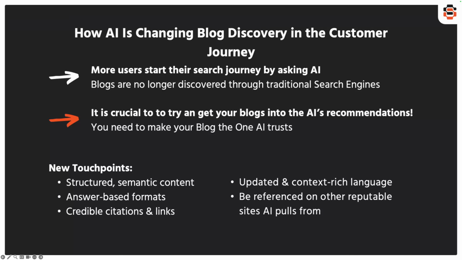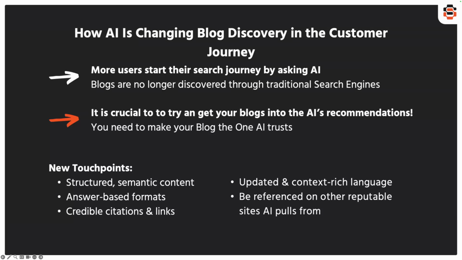Then it's also important to have answer-based formats. For example, you can use question words like how, what, and why to really make the AI trust you. Credible citations and links also help to be a trustworthy source. Updated and context-rich language is also one of the indicators that AI trusts you and where you become more visible to AI. And our last touch point is to be referenced on other sites which the AI already trusts, which the AI already pulls from.